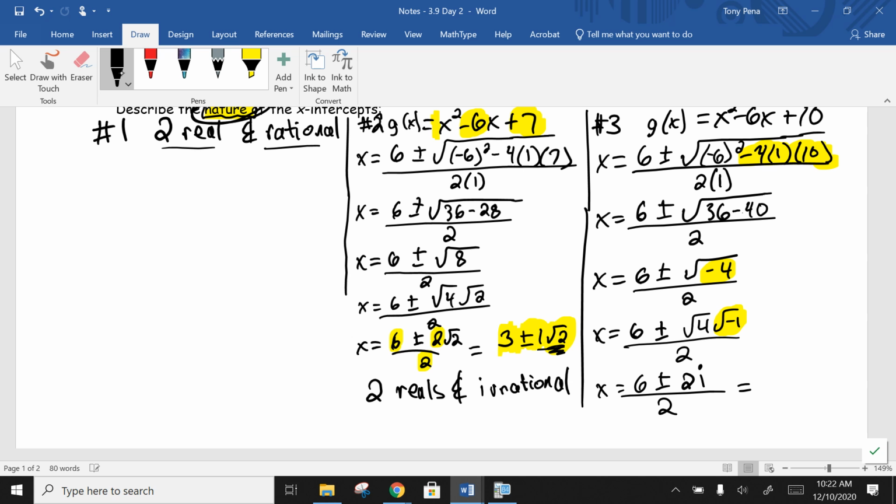It's pretty much the same as this one over here, right? They can all be divided by a 2. That would give 3 plus or minus 1i over 1.